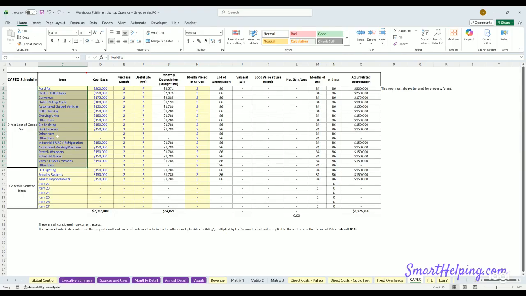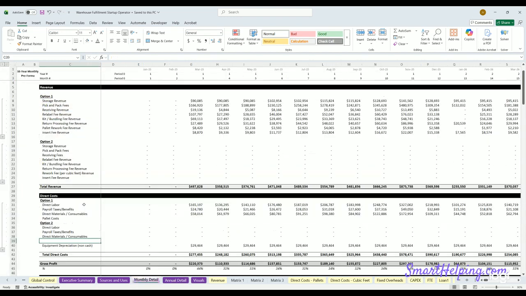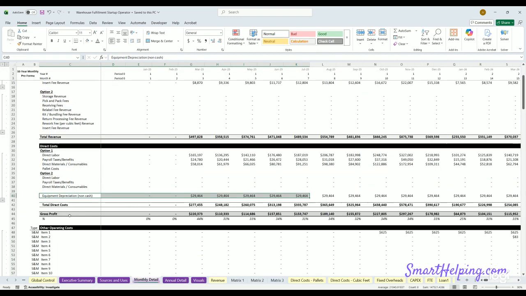And that'll be depreciation expense. It's a non-cash item. It does hit up right here. It does affect gross profit, but then it'll be added back to get the cash flow. But we do account for those.